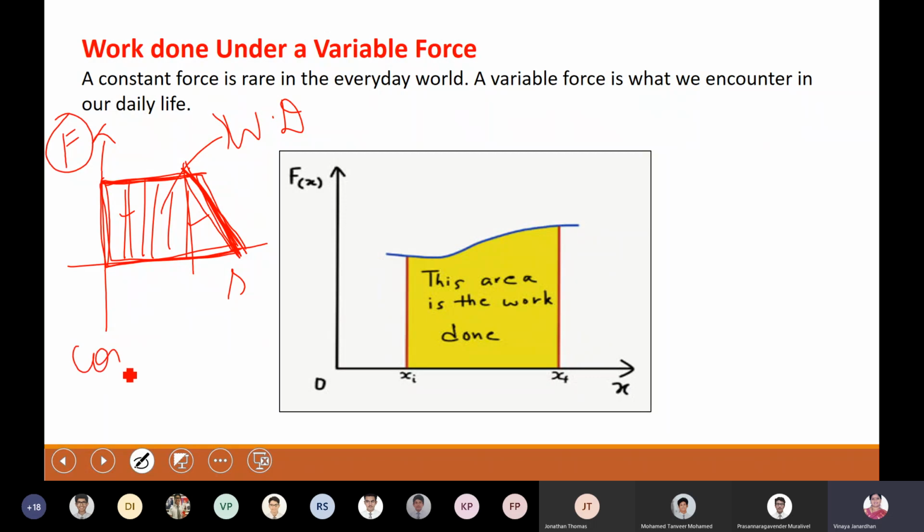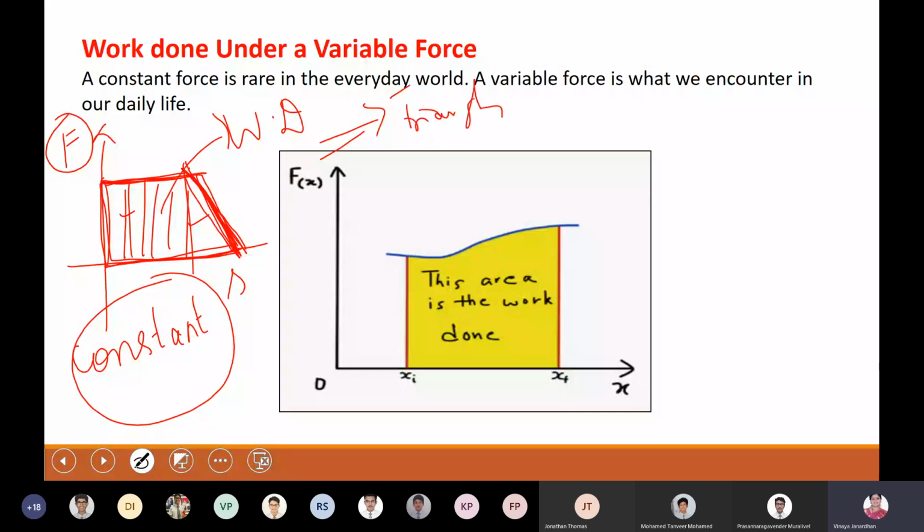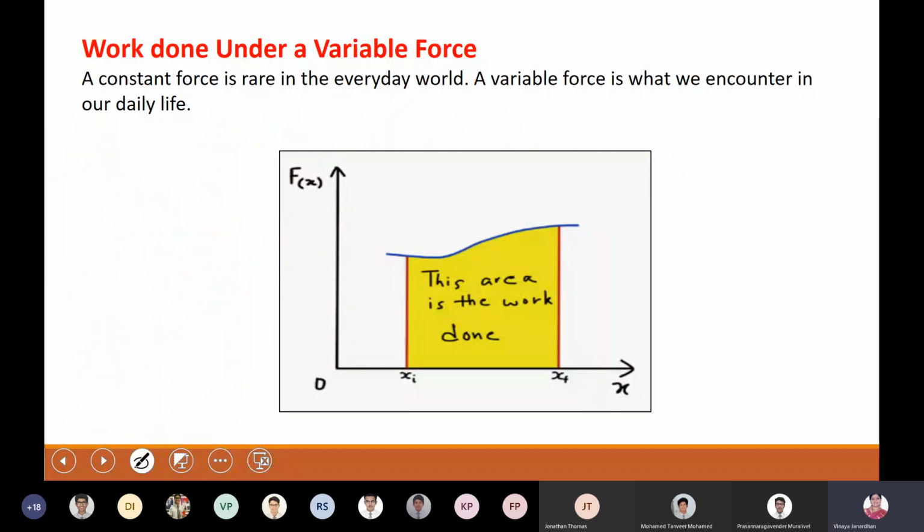Understand, boys? When the force applied on a body is a constant force, which means it remains constant for a certain amount of time, it's not a variable force. In that case, you can find the work done by calculating the area, because the graph itself generates either a triangle, or a trapezium, or a rectangle. Now look at this graph, the graph which is shown.